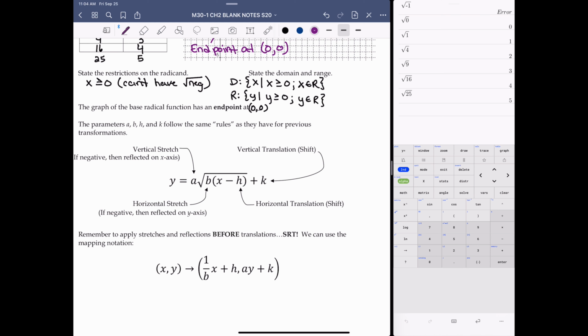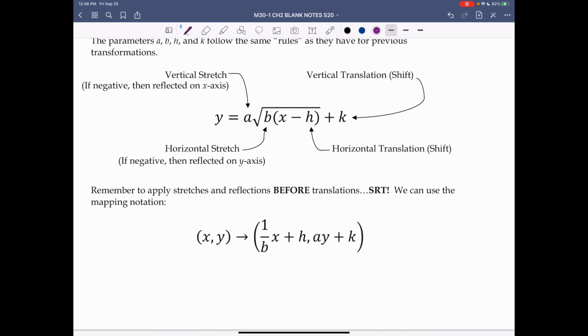We can use mapping notation. With mapping notation, we start with the original point on the original function. When we apply all the parameters a, b, h, and k, x becomes 1 over b times x plus h. We can also write 1 over b times x as x divided by b. It doesn't matter, so x over b, plus h, would be the transformed x value. The y value goes from y to a times y plus k.